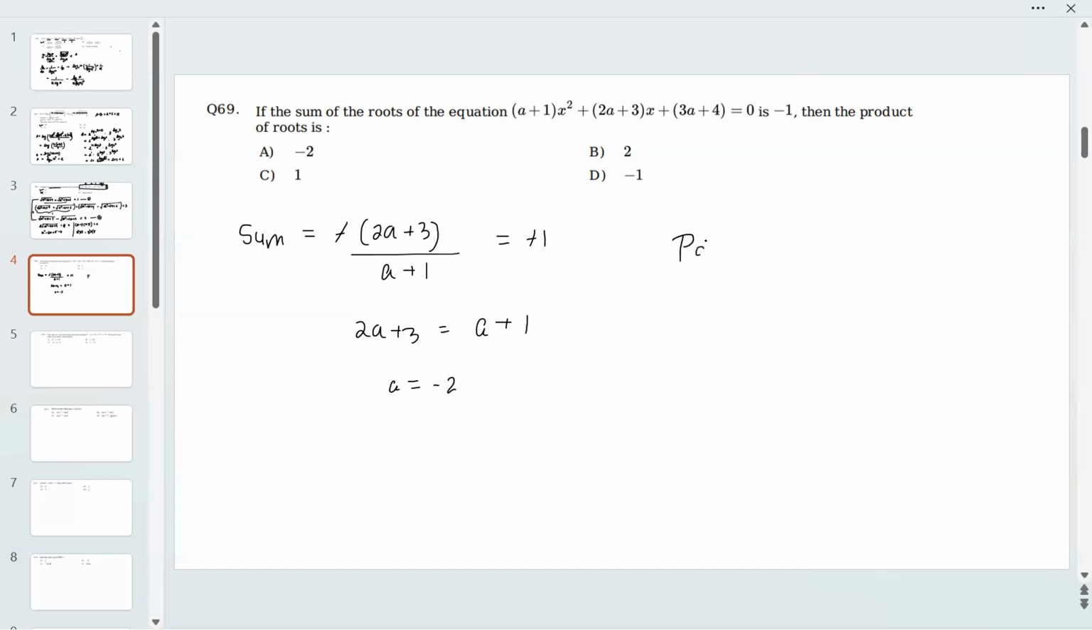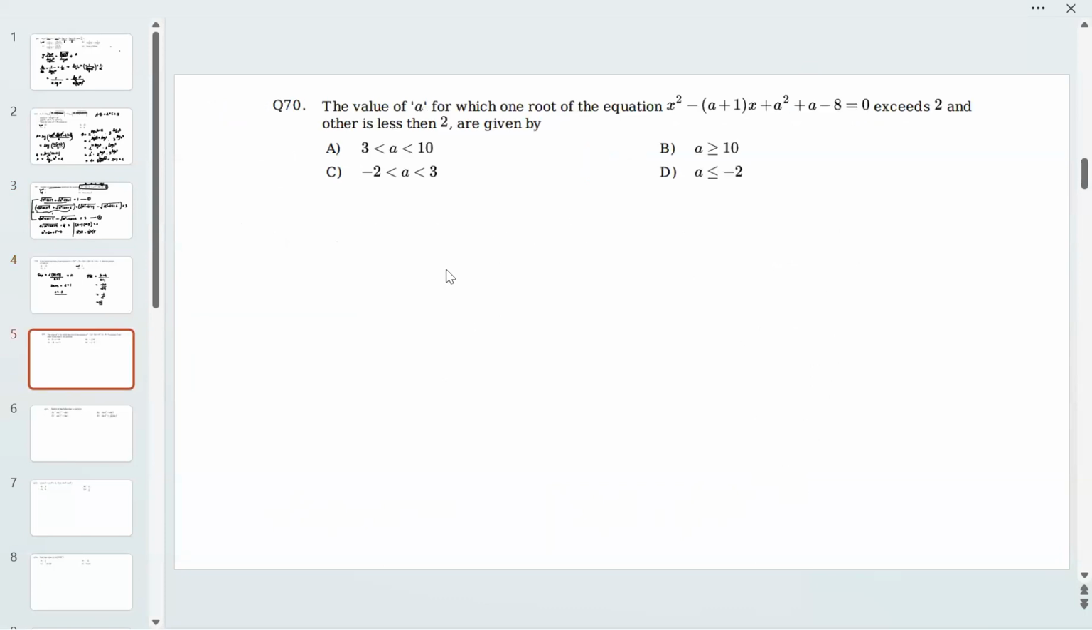Now they are asking the product of the roots. So product of the roots is c by a. So product of the roots is (3a plus 4) upon (a plus 1). Since we got the value of a as -2, substitute it here. So 3 into -2 is -6, plus 4, upon -2 plus 1. So -6 plus 4 is -2 upon -1. So my product of the roots answer is 2. So option B. Next.